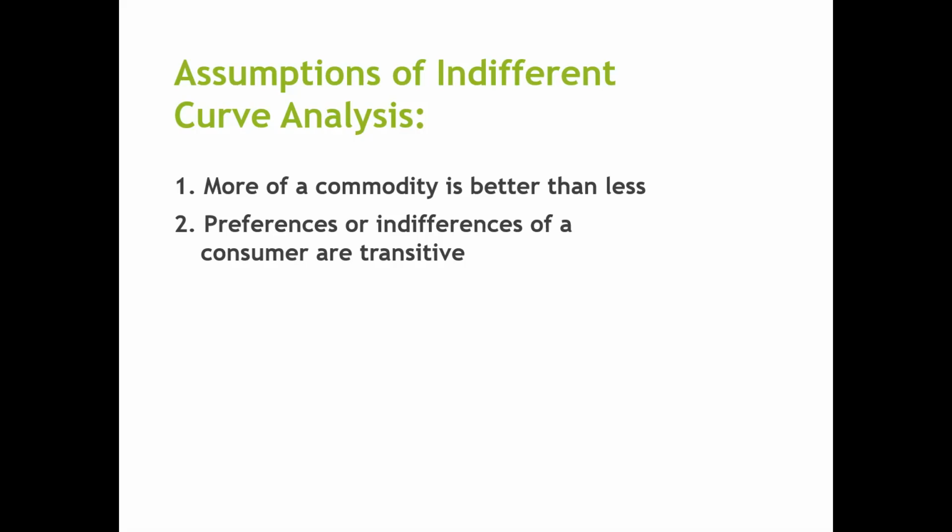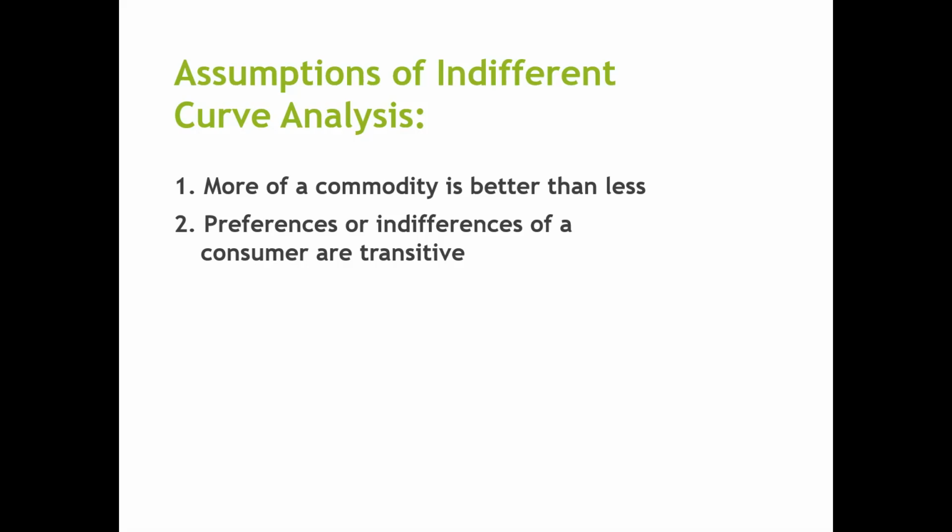The next assumption is that preferences or indifferences of a consumer are transitive. Means what? Suppose there are three combinations of two goods, A, B, and C. If a consumer is indifferent between A and B and also between B and C, then it is assumed that he will be indifferent between A and C too.